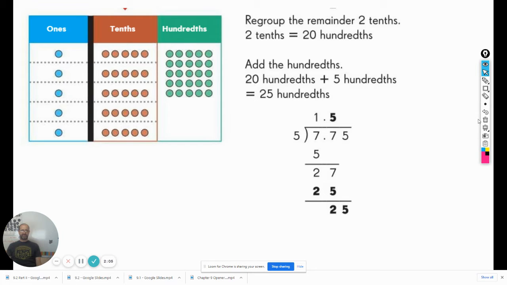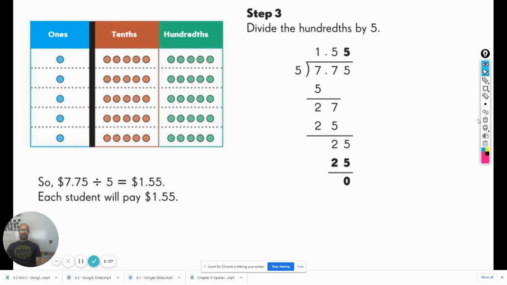You got all this? All right, beautiful. 7 slides to get to what I did in 1. Feeling pretty awesome right now. Okay, each student pays $1.55. Once again, how convenient it worked out to just the hundredths place.